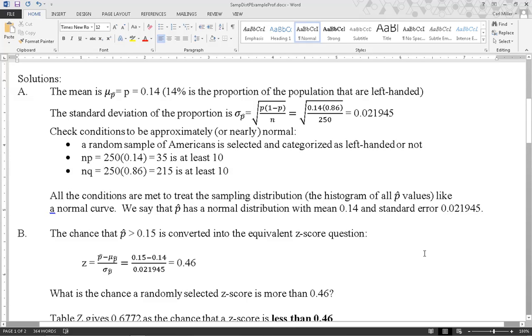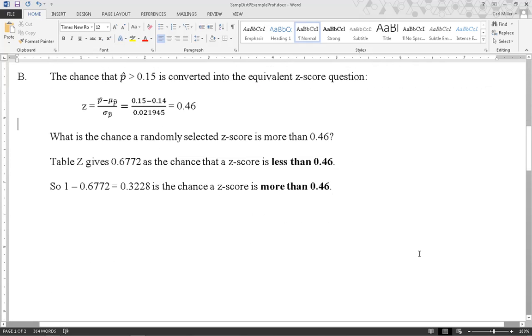What is the chance a randomly selected z-score is more than 0.46? Table Z gives 0.6772 as the chance a z-score is less than 0.46. So 1 minus 0.6772, which is 0.3228, is the chance a z-score is more than 0.46.